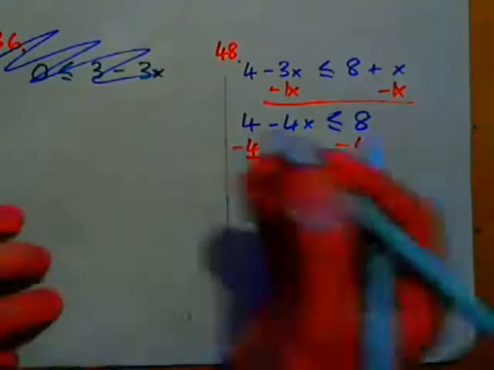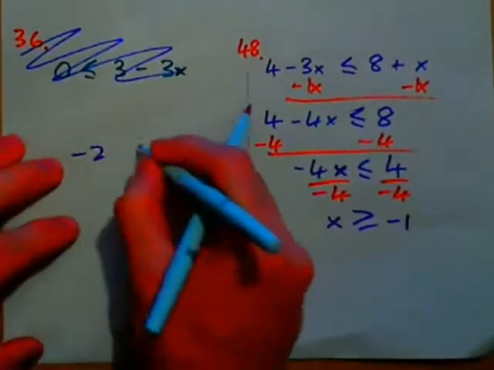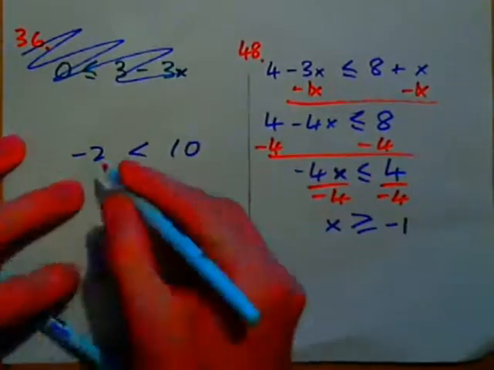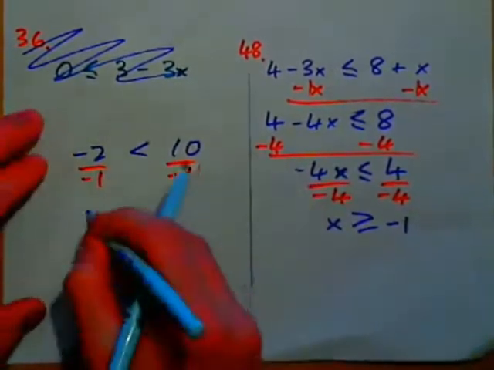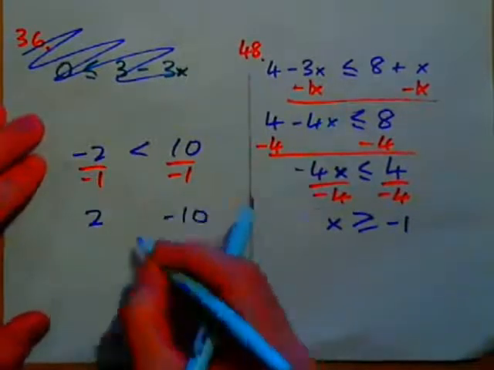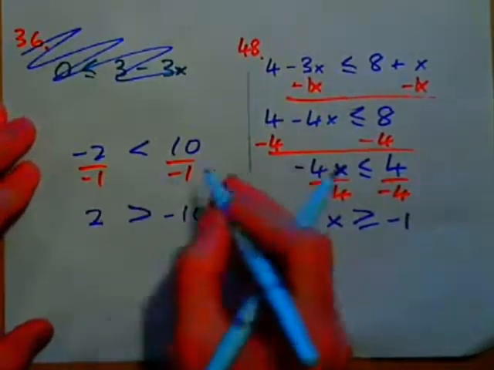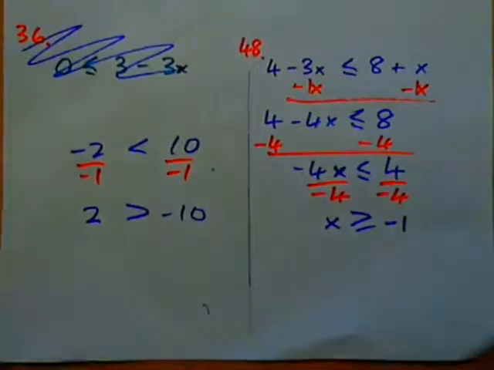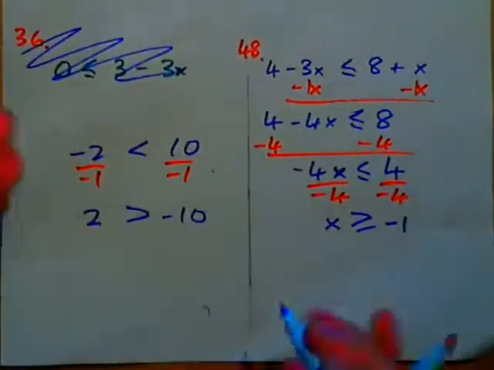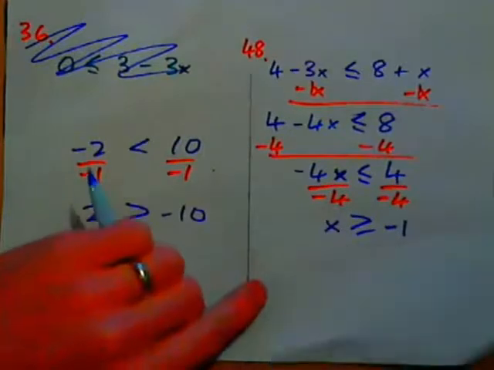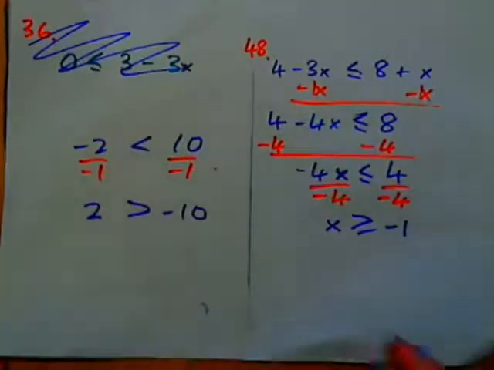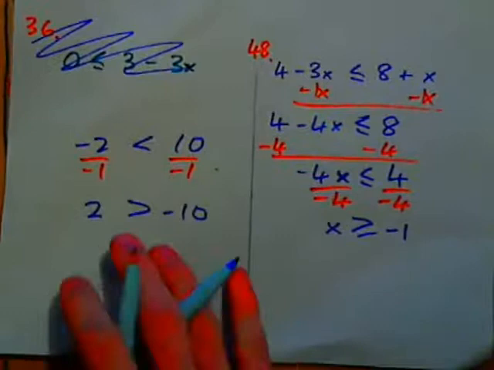Okay? And again, why is that? Well, if you had negative 2, that's less than 10. If I divided both sides by negative 1, I would get positive 2 here, negative 10 here, and positive 2 is greater. So when you divide by a negative, you change direction. And that's the only time: divide or multiply by a negative. So x is greater than or equal to negative 1, and that's the answer. And you've got to do a line graph and an interval also.